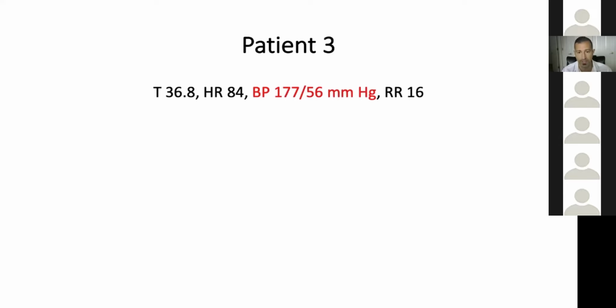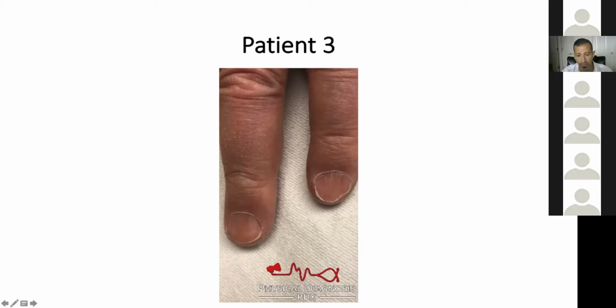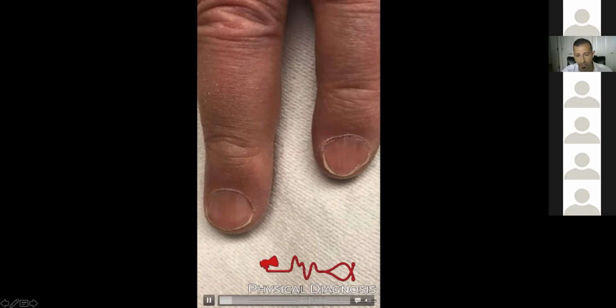And what hypothesis, what do you normally associate wide pulse pressure with? Aortic regurgitation, exactly, aortic insufficiency. And so you look at the patient's hands and you look at their fingernail beds. And this is a movie that I'm playing for you here.